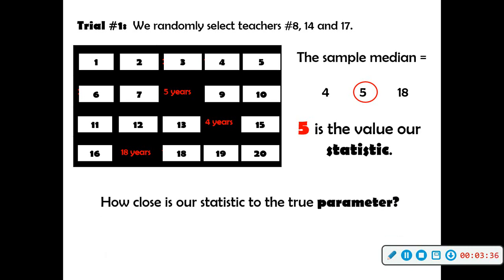A parameter, on the other hand, is the value from the entire population. So it's the median experience of all of the teachers. If I took my census and I got the median for all of the teachers, that would be considered a parameter, whereas the median of my sample is considered a statistic. So, is this statistic the same as our value from our entire population? Maybe it is. Maybe it's not. We don't know. So let's take another sample.